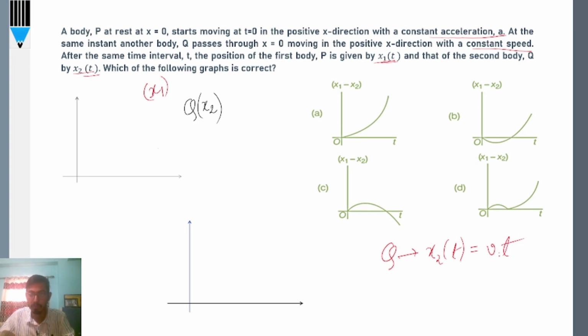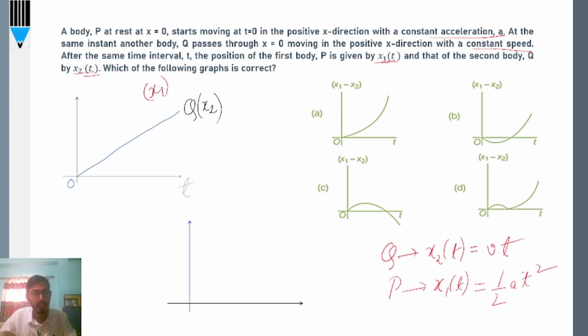Velocity into time will be a straight line through the origin, so our graph will be a straight line through the origin. Now for P, it has acceleration but no initial velocity. What formula will we apply? s is equal to ut plus half at square. The u is 0 for P because it's starting at rest, so what remains is half at square.